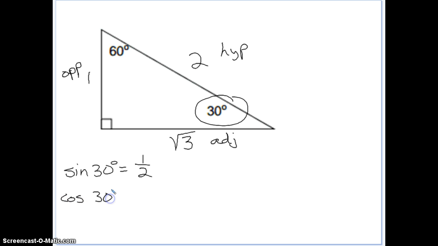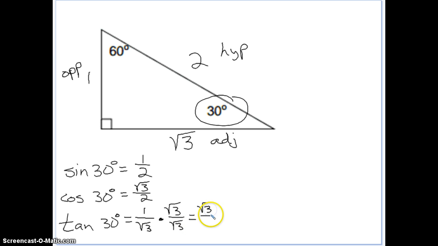Cosine of 30 degrees is adjacent over hypotenuse, so it is the square root of 3 over 2. And the tangent of 30 degrees, SOHCAHTOA, is opposite over adjacent. It is 1 over the square root of 3, which you simplify by multiplying by the square root of 3 in the numerator and denominator, and you get the square root of 3 over 3. There are the 3 trig ratios for a 30-degree angle.